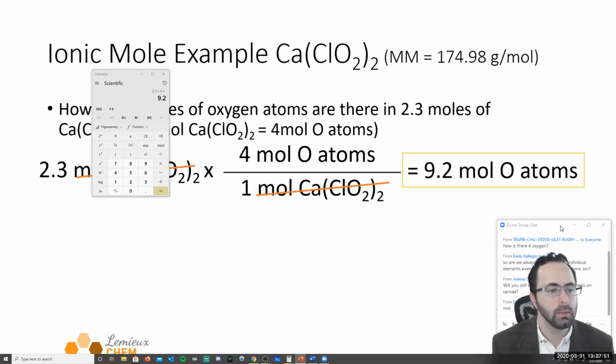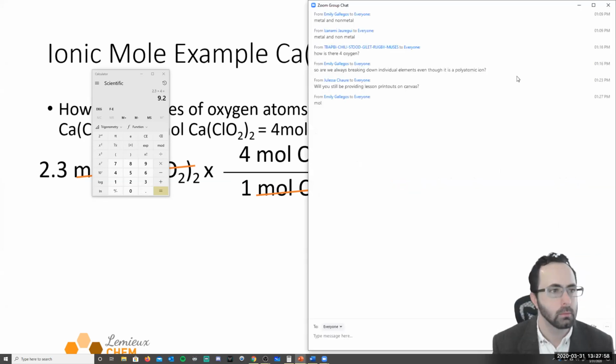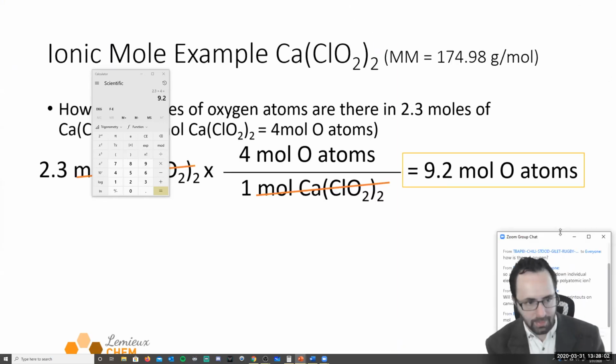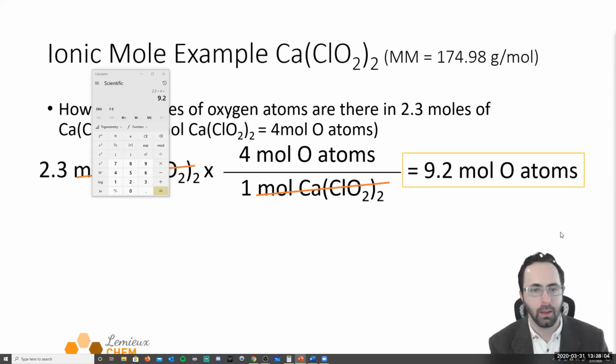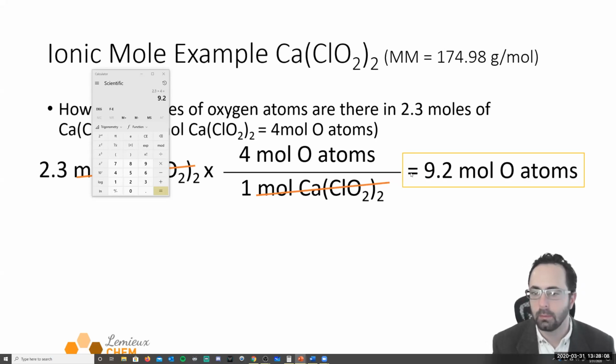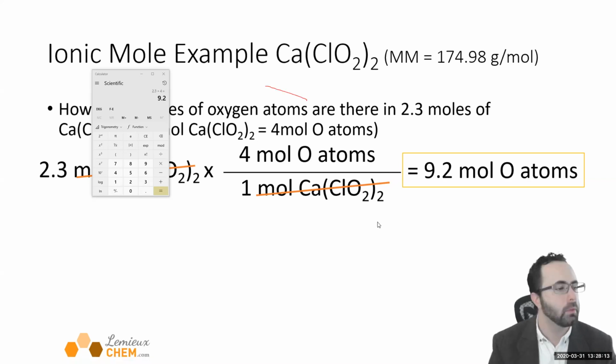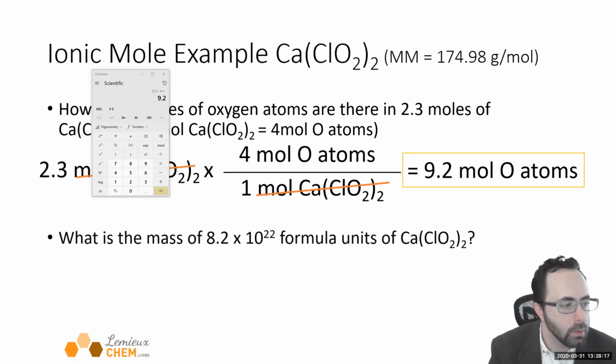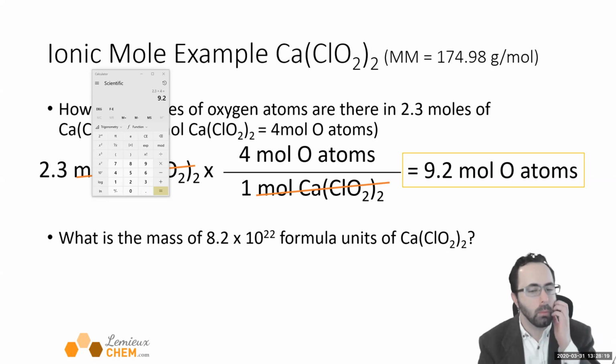Now the next one is going to ask us... Maybe I can get it to go. Okay, here we go. All right. Okay, so the next problem is going to ask us, what is the mass of 8.22 times 10 to the 22nd formula units of calcium chloride?